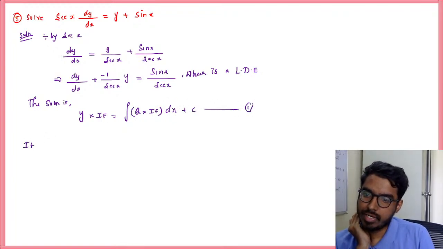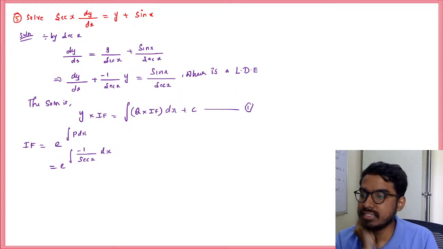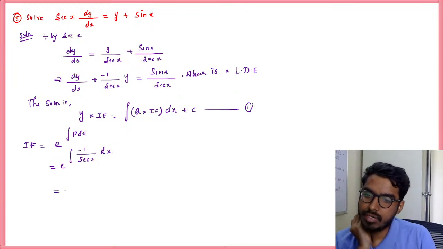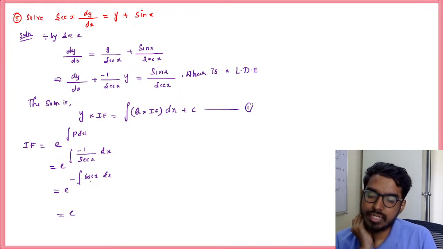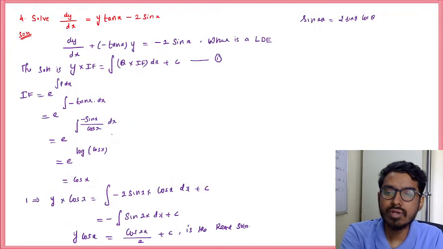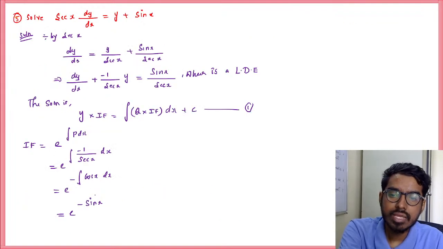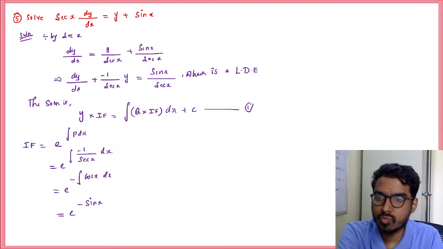Now what is the integrating factor? It is e power integration of p dx. Here p is minus 1 by secant x, which is minus cos x. So 1 by secant x is cos x, and the integration of cos x is sin x. So e power minus sin x is the integrating factor. Usually in problems we have log of something, so that e and log get cancelled, but here we have e power minus sin x. So we substitute in 1.